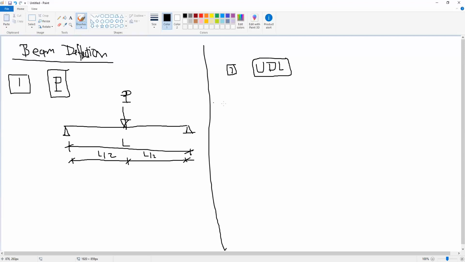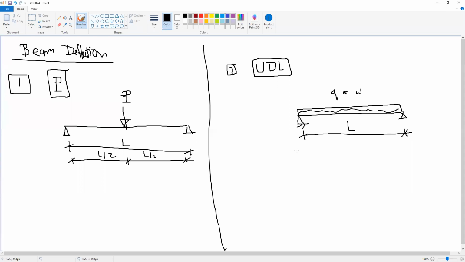Okay, and the second case we have is the same simple beam, but the load will be uniformly distributed, and this load we can call it q or w over a span L. Last week we learned the formula and the maximum deflection for these two cases.